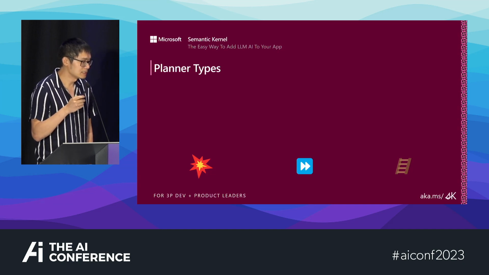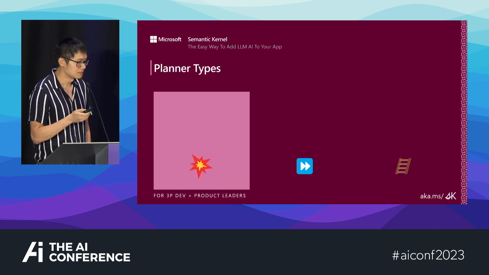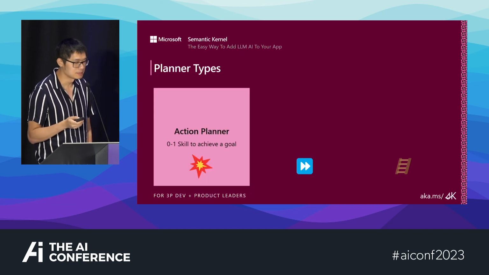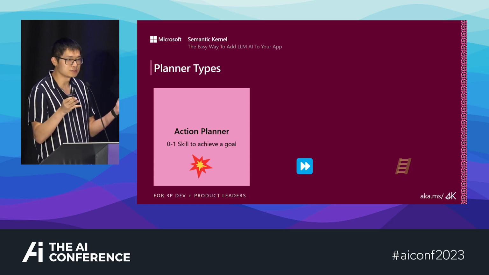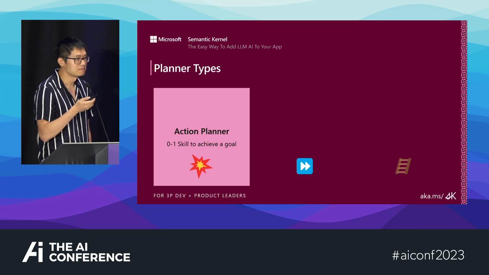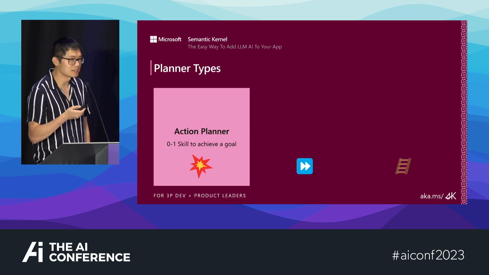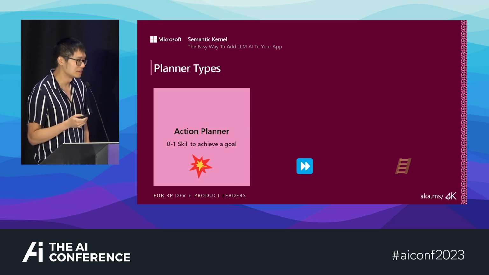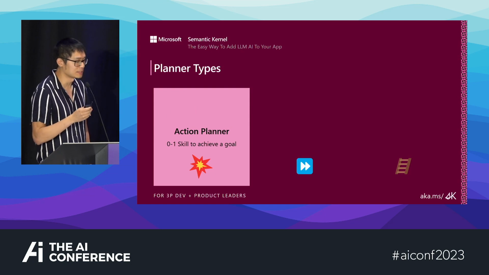In Semantic Kernel today, we expose 3 main planners. The first one is called an action planner. Its main job is to take whatever the user ask is and provide the one function or skill that you've imported to the kernel that best matches that goal. So if you want to do some addition and you have a math skill, then the action planner will identify that one particular skill as the right one to use.